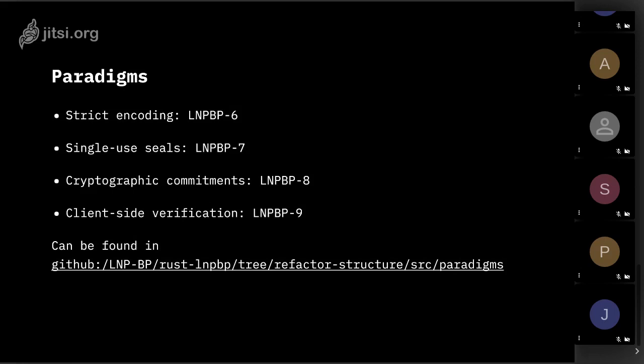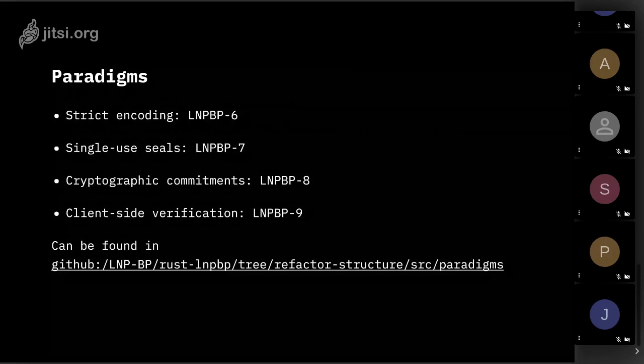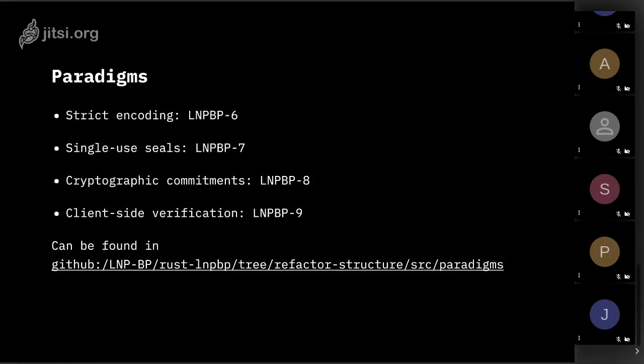The first one is strict encoding. The concept is that we should use very formal, well-defined practices of data serialization and deserialization, encoding and decoding, such that they will work the same way, deterministically, on any computer hardware, including present and future, over the network and so forth.